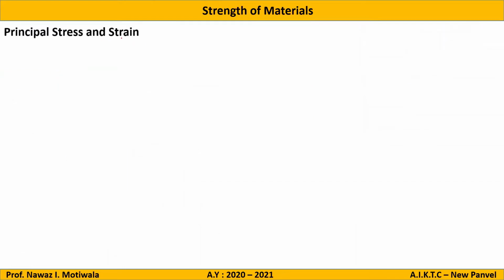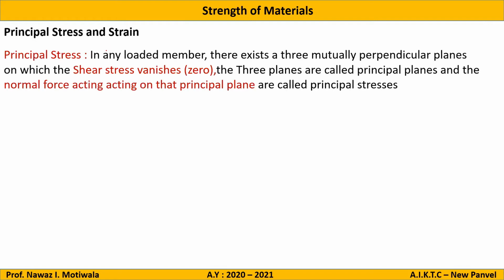So, principal stress and strain. What is meant by principal stress? In any loaded member, there exist three mutually perpendicular planes on which, this is an important point, shear stress vanishes or becomes zero. Those planes are called principal planes, and the normal forces acting on those principal planes are called principal stresses. So first of all, we need to find the principal plane, the plane on which shear stress is zero, and the normal force acting on that plane is nothing but the principal stress.